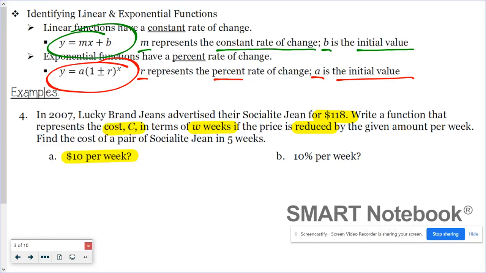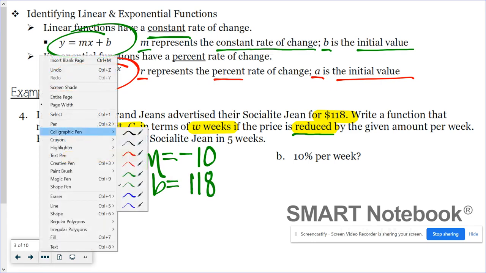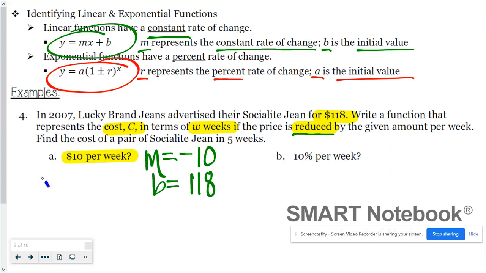So $10 per week. You're right. $10 is a constant rate of change, right? So we're talking linear. So what will be the value of M here? Well, remember, the price is being reduced by $10 each week. So M will be negative 10. And what about B, the initial value? 118 is correct.